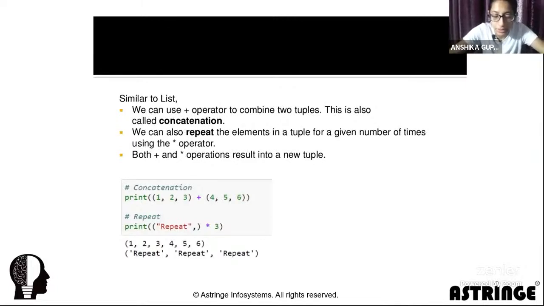Similarly to string, similarly to the list, concatenation is there, repetition is there. For concatenation, we use the plus operator. For repetition, we use the asterisk sign. Okay. Now for repetition and concatenation, both are being used.